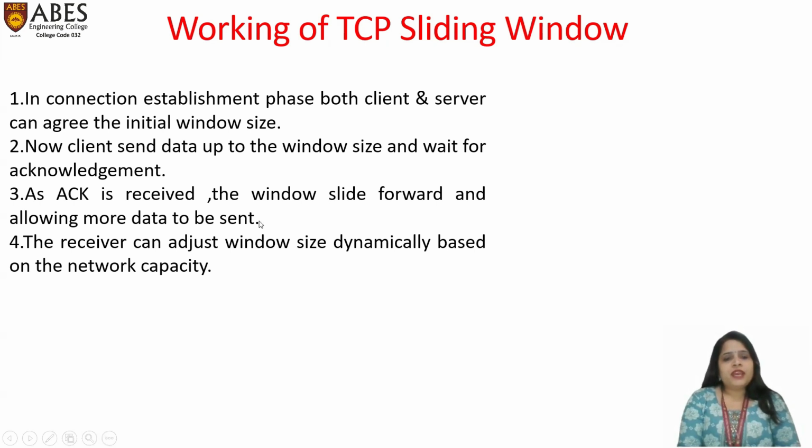So in that case, what happens? When the client receives the acknowledgement, it moves its window so more data can be sent. After that, the receiver can adjust the window size dynamically based on the network capacity. At the time of acknowledgement, the receiver can also send its window size. For example, the receiver can send a window size of 10. It means the receiver is now able to receive 10 packets without waiting for an acknowledgement. The sender can also advertise its window size, which may be 10. So both sender and receiver can send 10 data segments without waiting for an acknowledgement.